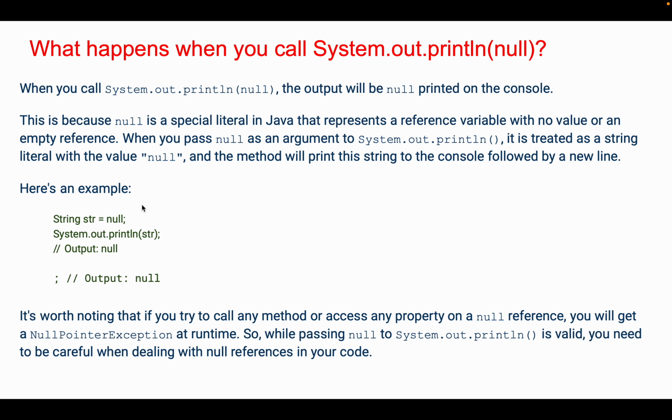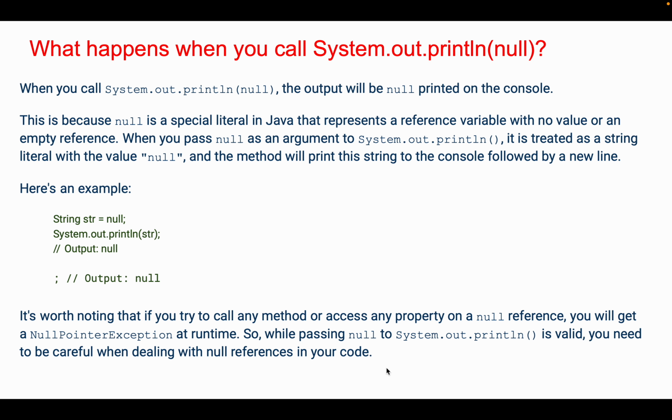If we try to print this null here, it will consider it as a string value of null, and it will print null only here. It is worth noting that if you try to call any method or access any property of a null reference, you will get a null pointer exception at runtime.